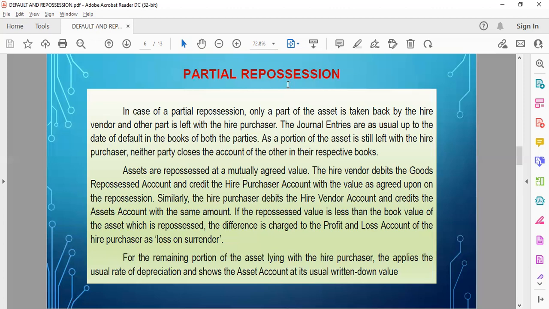For the remaining portion of the asset lying with the hire purchaser, the hire purchaser applies the usual rate of depreciation and shows the asset account at its usual written down value.